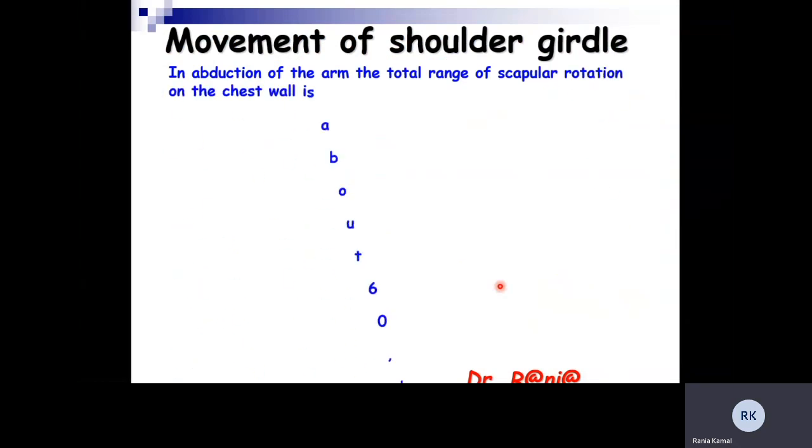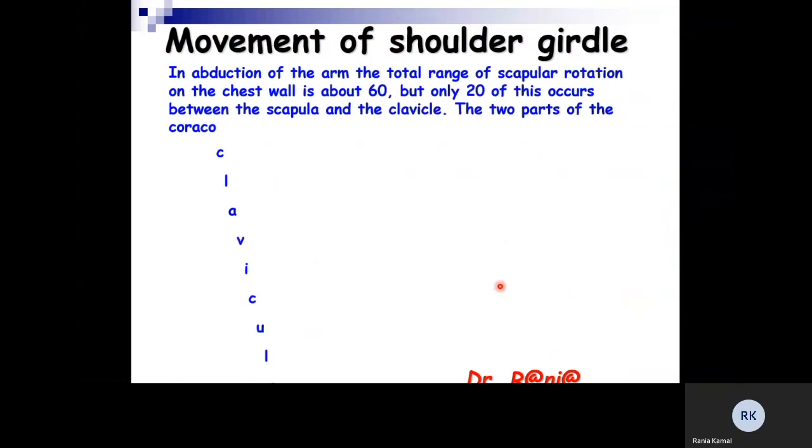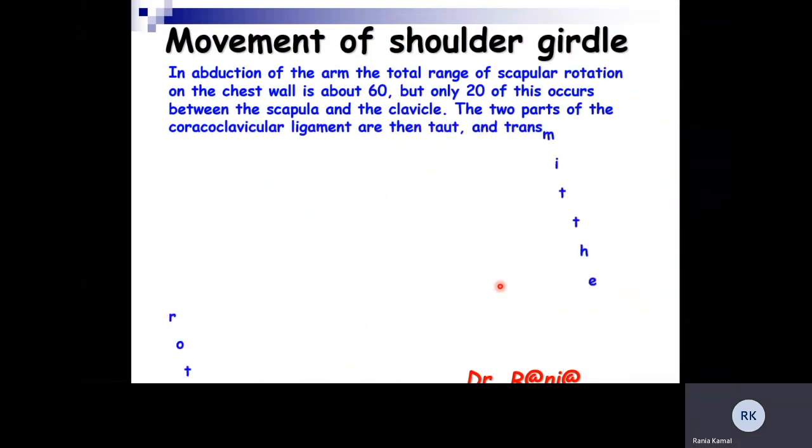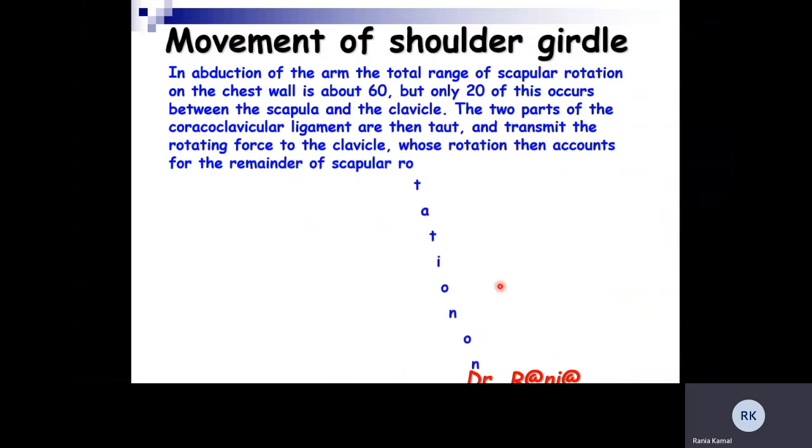When there is abduction of the arm, the total range of scapular rotation is 60 degrees. 20 degrees of them occur between the scapula and the clavicle. When rotation starts to occur between the scapula and the clavicle, the coracoclavicular ligament becomes taut and transmits the rotating force to the clavicle, and this clavicle rotates, and its rotation is responsible for the remaining scapular rotation on the chest wall.